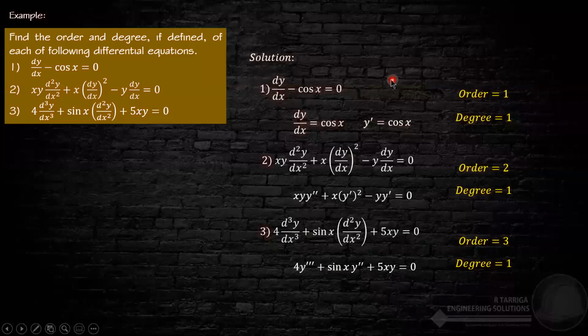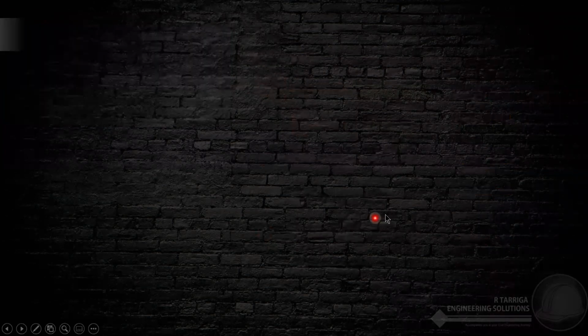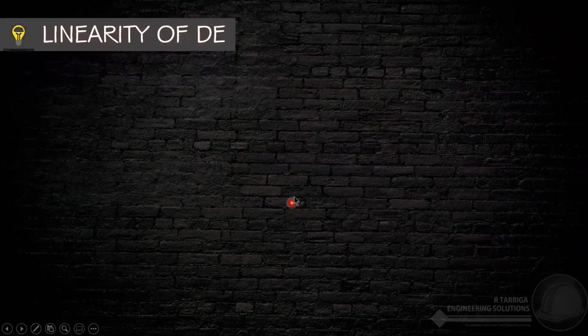So let's proceed. We are done with the order and degree of a differential equation. So we'll now proceed with the linearity of differential equation. So when you say linearity of a differential equation, it is whether linear yung equation or non-linear ang differential equation. Do not misunderstand, no? There are nth order DE na linear pa rin. Okay? And meron ding nth order DE na non-linear.